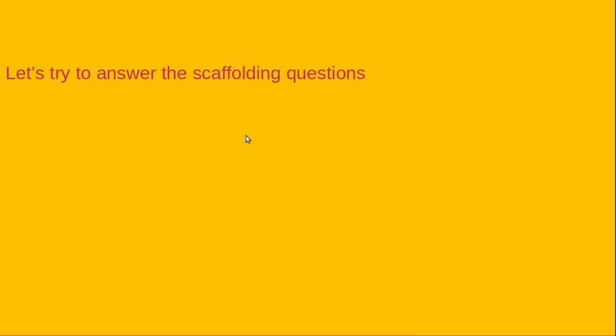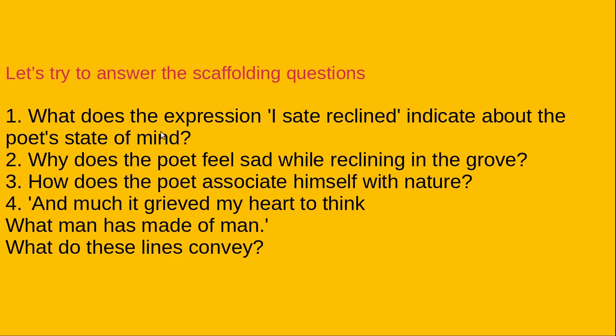Okay, dears? Now let us try to answer the scaffolding questions. First one is, what does the expression "I sat reclined" indicate about the poet's state of mind? You know, he was in a blissful state of mind, in a relaxed, happy and pleasant state. Some answers are given in the worksheet which is attached along with it. Then, why does the poet feel sad while reclining in the grove? There are some sad thoughts in his mind. That may be the thought about what man has made of man that made him sad.